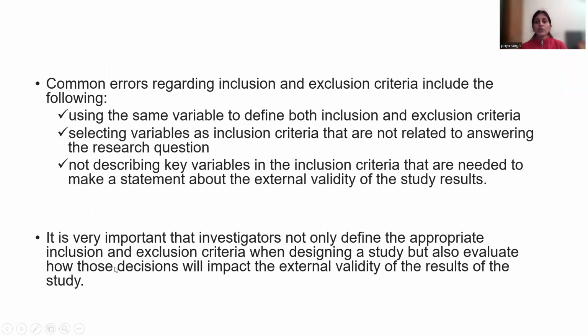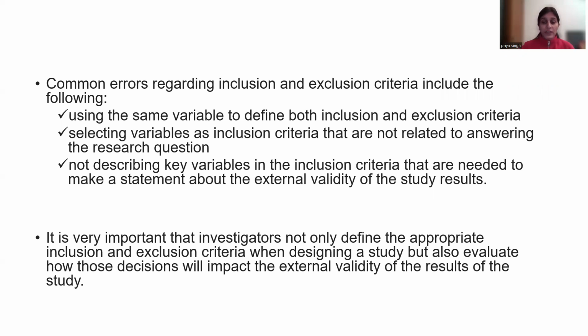Common errors regarding inclusion and exclusion criteria include using the same variable to define both inclusion and exclusion criteria, selecting variables as inclusion criteria that are not related to answering the research question, and not describing the key variables in the inclusion criteria that are needed to make a statement about the external validity of the study results. It is very important that investigators not only define the appropriate inclusion and exclusion criteria when designing a study, but also evaluate how those decisions will impact the external validity of the results of the study.